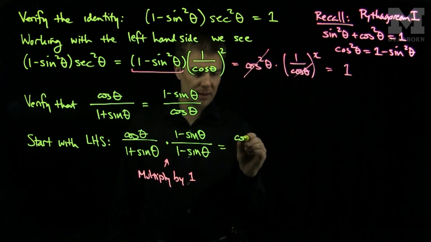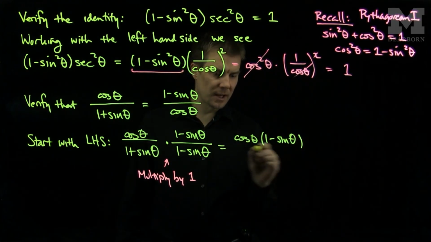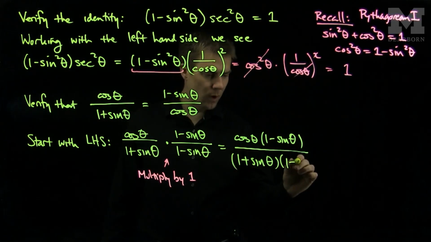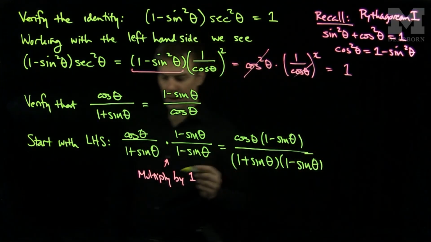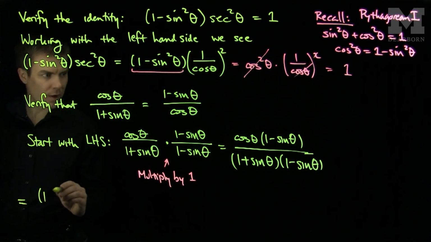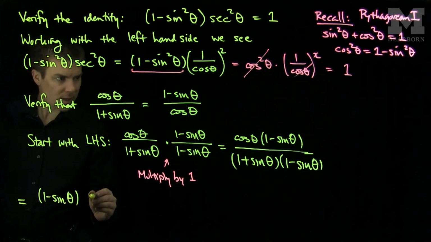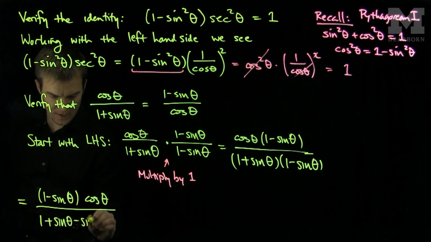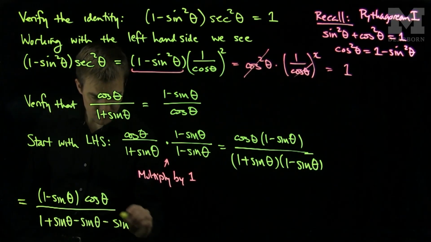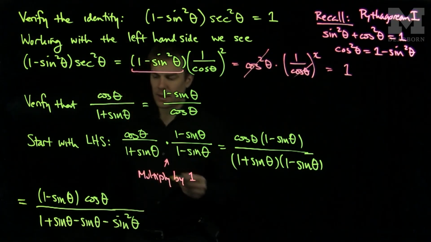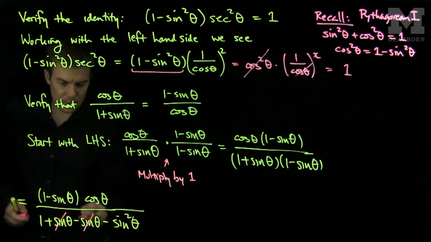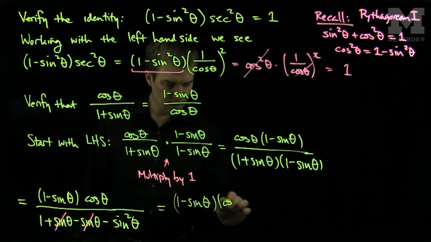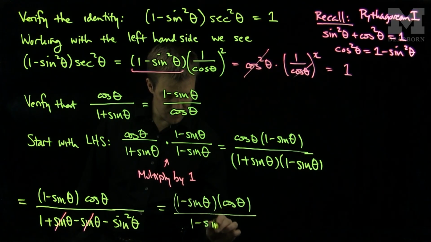So this will become cosine theta over 1 plus sine theta, times 1 minus sine theta over 1 minus sine theta. And if we FOIL this out, we'll leave the top as 1 minus sine theta times cosine theta. The bottom will turn into 1 plus sine theta minus sine theta minus sine squared theta by FOILing that expression out. The inside two terms, sine and minus sine, will cancel out. And we'll be left with 1 minus sine of theta times cosine of theta over 1 minus sine squared theta.